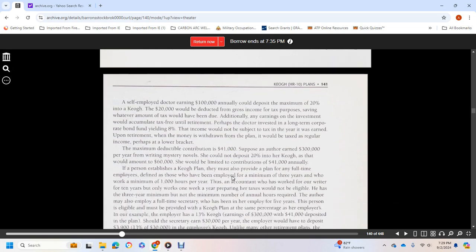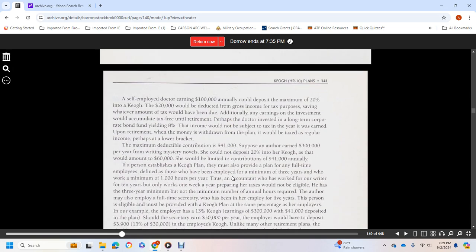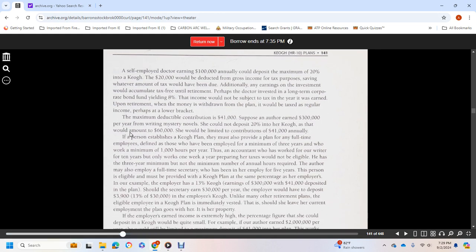A self-employed doctor who earned $100,000 annually could deposit a maximum of 20%. The $20,000 will be deducted from gross income, with a tax savings of whatever amount of tax would have been due. Additionally, earnings of the investment accumulate tax-free until retirement. Perhaps the doctor invested in long-term corporate bond funds yielding 8%. Income would not be subject to tax in the year that it was earned. Upon retirement, the money withdrawn from the plan would be taxed as regular income, perhaps at the current bracket level.